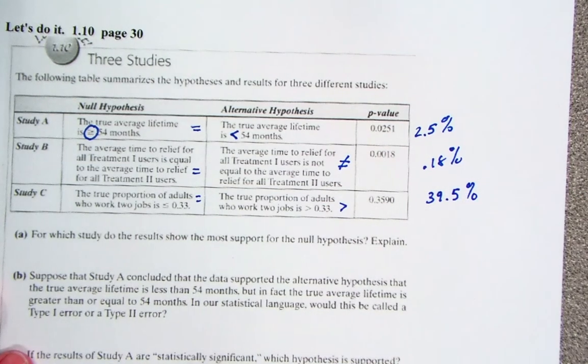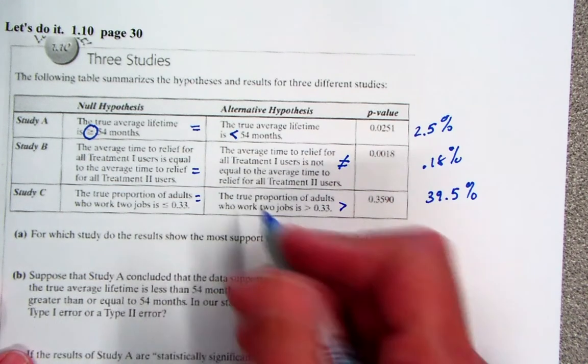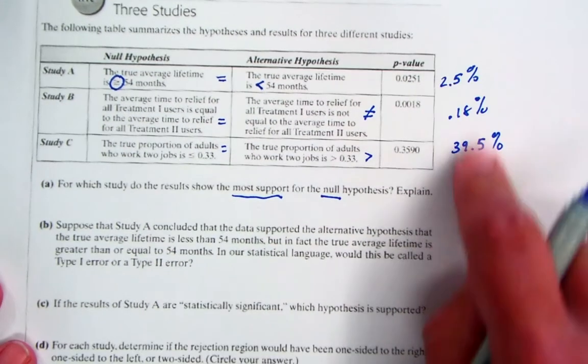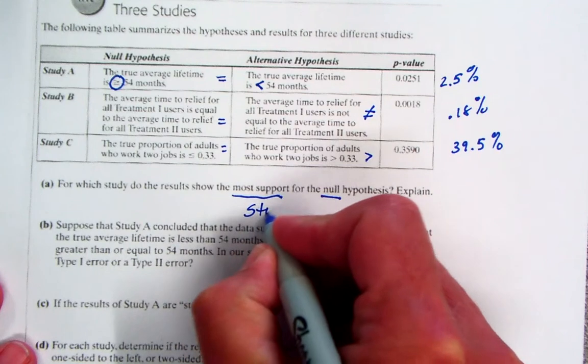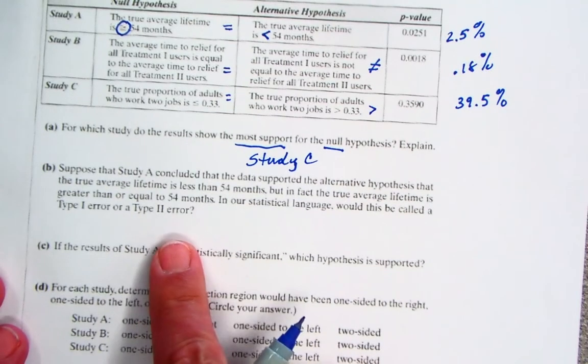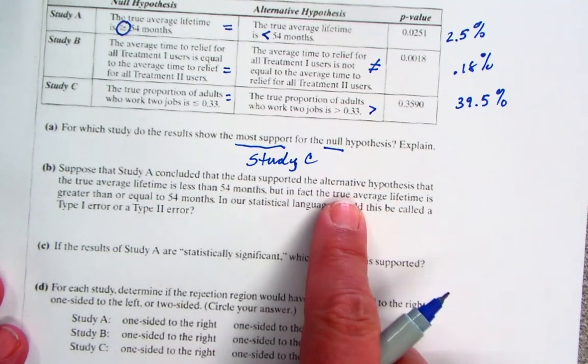So if you recall, a small p-value says that the data is not very likely. It's unusual if the null and the other assumptions are true. So for which study do the results show the most support for the null? So that would be a large p-value. So it looks like study C. Letter B. Suppose study A got the data and it supported the alternative.